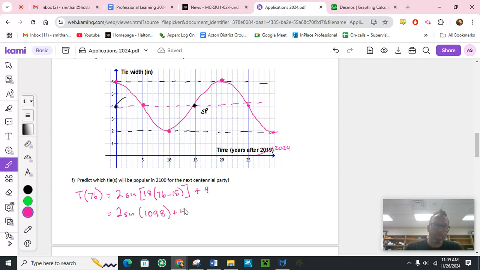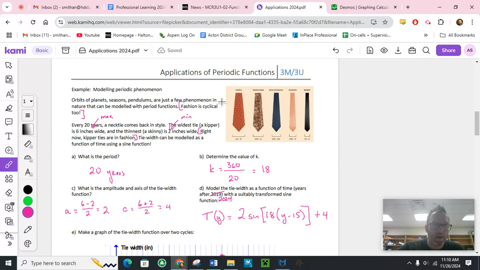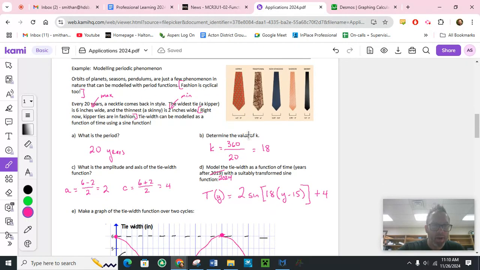Plus 4. And now I would say, okay, now you can punch that into your calculator as you see it. So 2 times the sine of 1098 plus 4. So I got about 4.6. And this would be centimeters, I think we said. Inches.